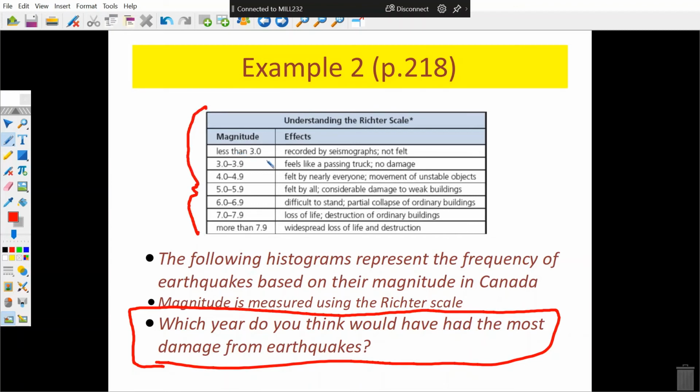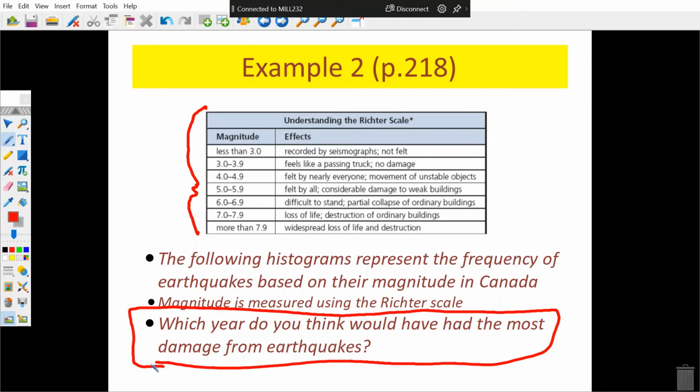Earthquakes that are less than 3 on the Richter scale, you don't even feel them. 3 to 3.9 feels like a passing truck, but there's no damage. At 4, everyone will feel them and things will start to move. 5, considerable damage to weak buildings. 6 makes it difficult to stand, partial collapse of ordinary buildings. 7 to 7.9 means the loss of life and destruction of ordinary buildings. And anything over 7.9 is widespread destruction and loss of life.